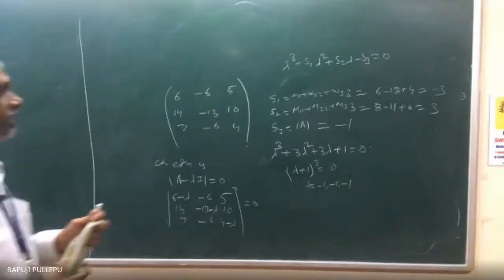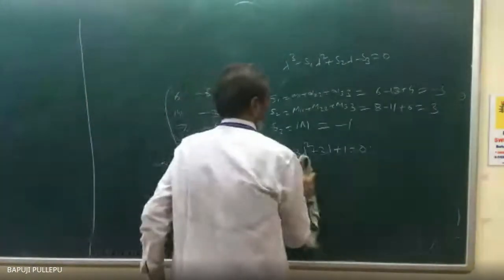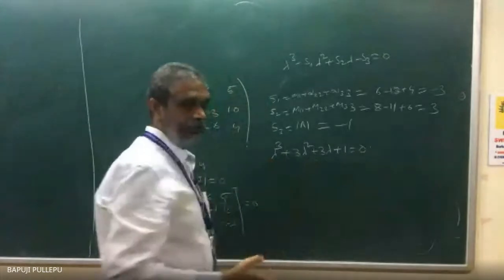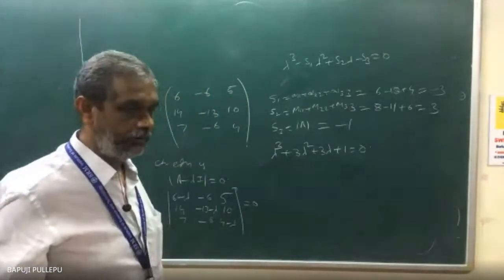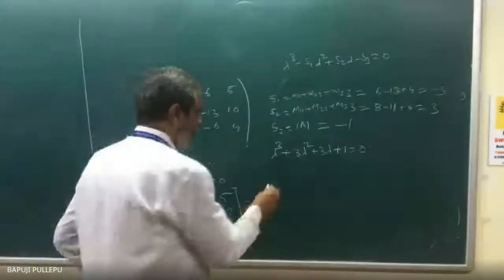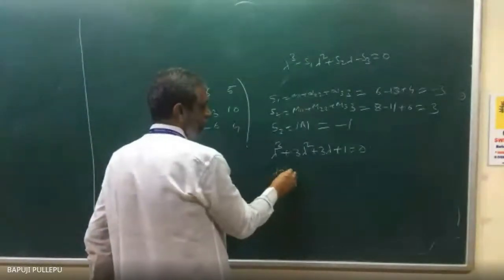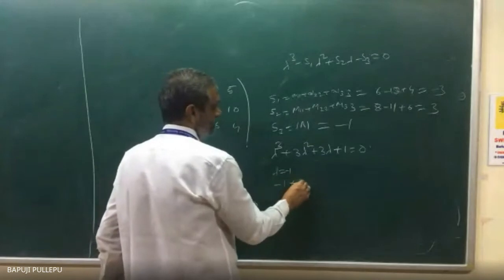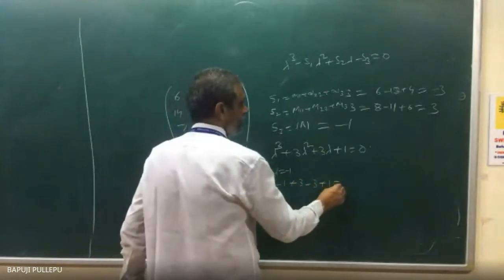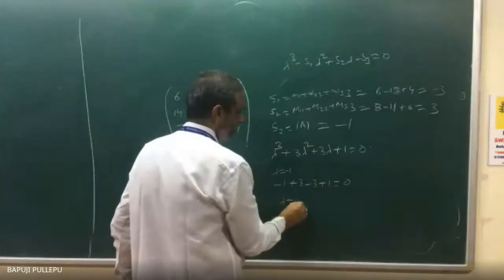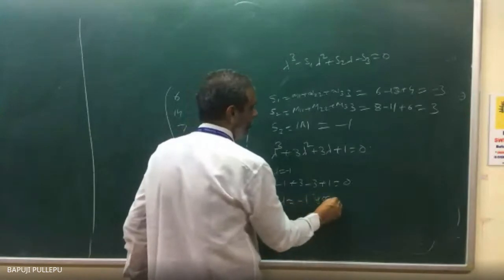Sir, can you once again tell lambda plus 1 whole square? Oh, last step, sir. Lambda plus 1 cube. What will you do actually? Put lambda is equal to 1, it becomes 0, no. Correct? Then put lambda is equal to -1. Lambda is equal to -1, you get -1 plus 3 minus 3 plus 1 is equal to 0. So lambda is equal to -1 is a root.